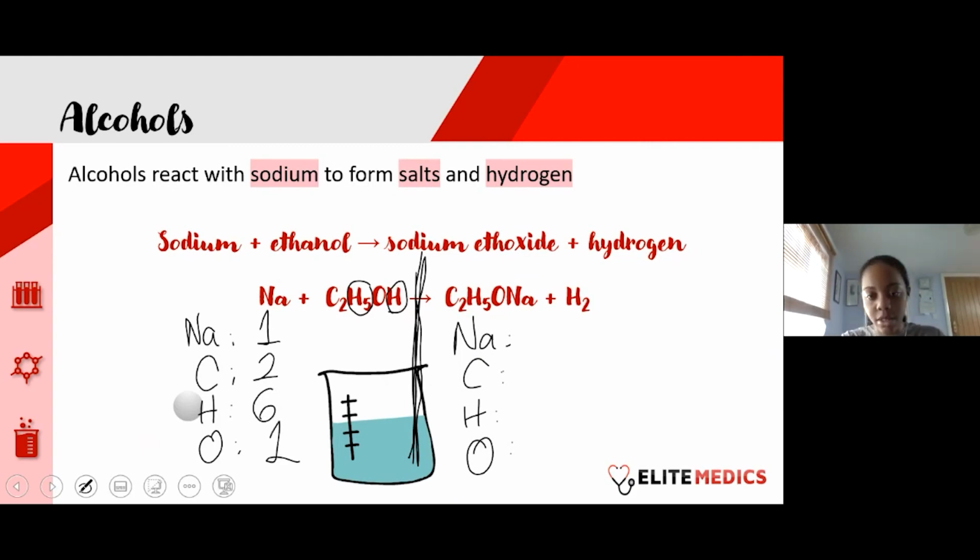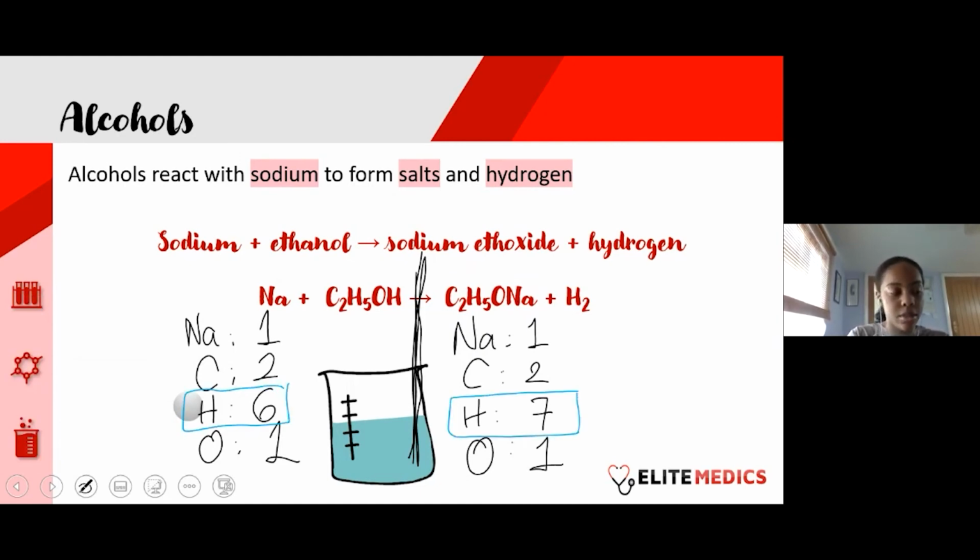I'm going to count here. We have 1 sodium, 2 carbons. Ooh, we're counting this, and we're counting this. So we have 7 hydrogens. Oh my. And we also have 1 carbon. So really, as we look at both sides and see what numbers we have on both sides, the only difference really is our number of hydrogens. Okay, so what are we going to do to change this?